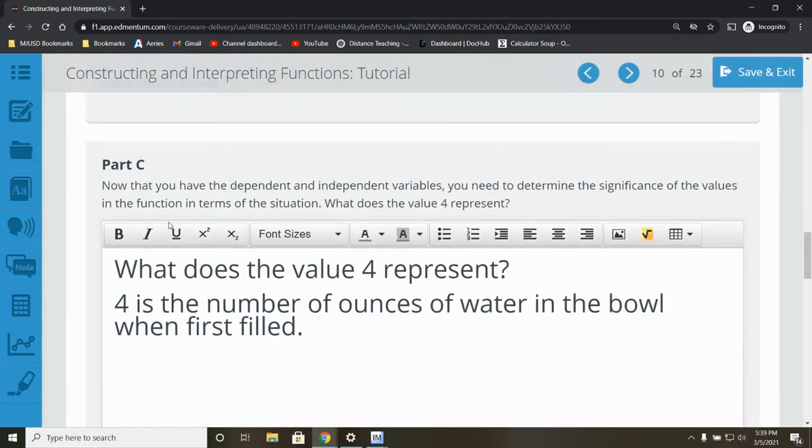There's my answer. I don't know where it went. So, what does the 4 value represent? The 4 is the number of ounces of water in the bowl when it's first filled. I know that because plus b is the position that the plus 4 is in, and that represents the starting point, or the y-intercept. The starting point must be 4 ounces as filled before we even start.